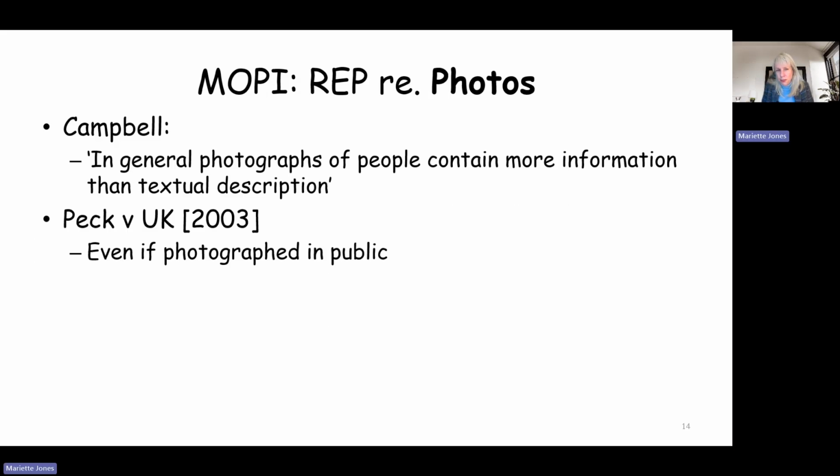So just to repeat, with regards to photographs, in Campbell it was held that photographs contain more information than textual description. So the old saying that a photograph paints a picture of 1,000 words, that's very, very true. And we generally have a higher reasonable expectation of privacy with regards to photographs, even if these photographs were taken in public. In the case of Peck, for example, these were photographs that were taken by CCTV on the streets of the United Kingdom, and these photographs were used by the police in order to prevent a suicide on the part of the claimant. The question was then whether these photographs that were taken in public could be published, and the court held no. There was an expectation of privacy on the part of the claimant, even of photographs that were taken in public, because of the nature of the photographs.